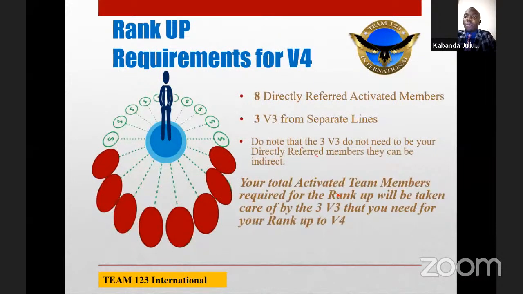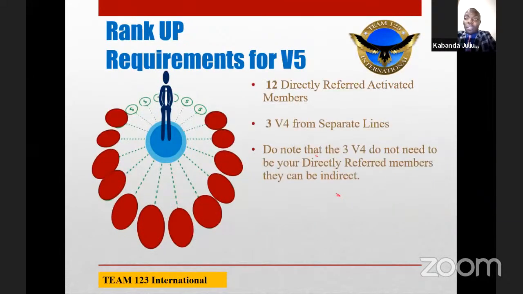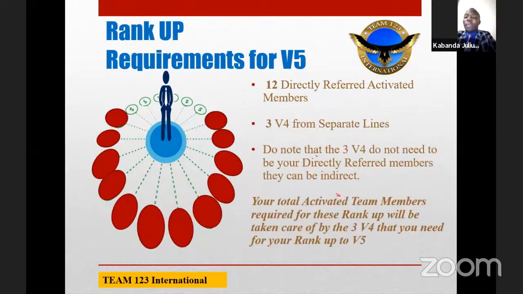For you to become a V4, you just need to bring 8. So on the 5, add on 3 to be 8. Have 3 V3s in your team. And these 3 V3s in your team don't necessarily need to be your directs, and they'll automatically make you a V4.